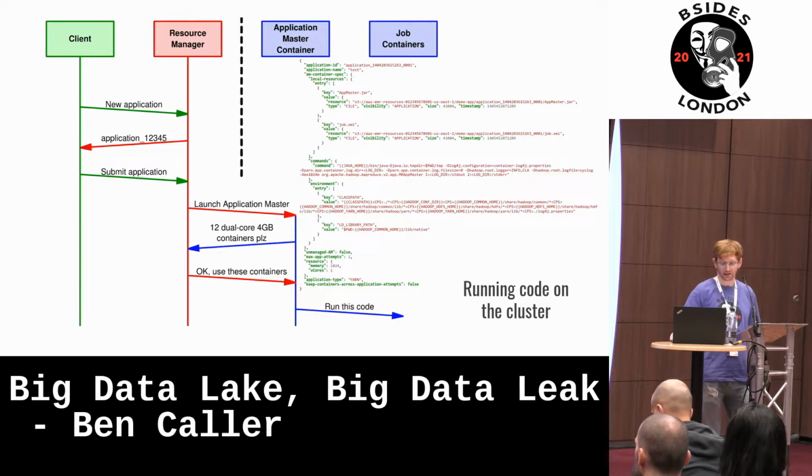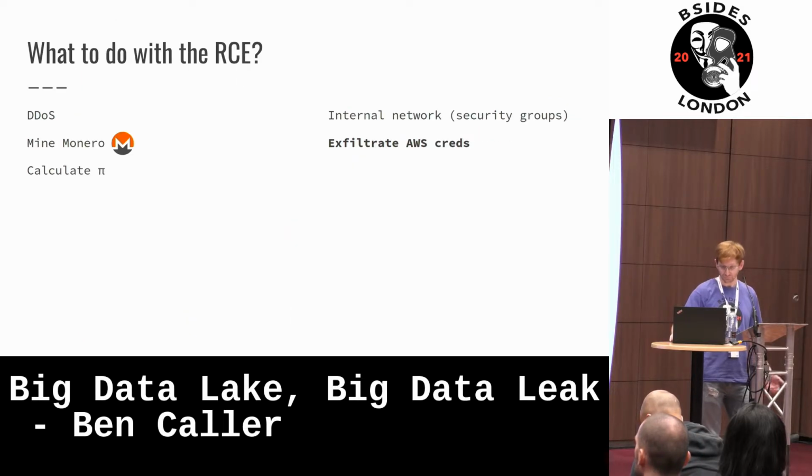And also, normal EMR applications write their output to S3, so we're not going to get the output from that because we can only talk to the resource manager. So you'll need to get your jobs to ping back to your own server if you want to get something out of it. So what code do we want to run if we find an exposed cluster?